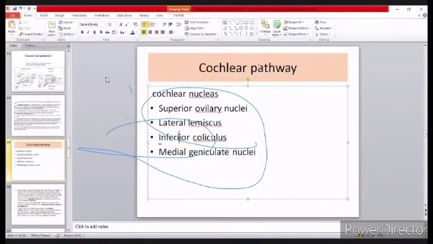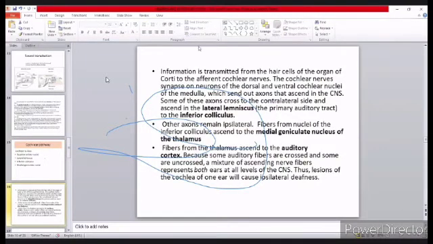So this is just a summary. It should have come after this. Information is transmitted from the hair cells of the organ of Corti to the afferent cochlear nerves. Remember, afferent nerves take something to somewhere, and then efferent take something from somewhere. The cochlear nerve synapses on neurons in the dorsal and ventral cochlear nuclei. Remember, we said it goes to the cochlear nuclei, and it goes to the superior olivary nuclei as well.